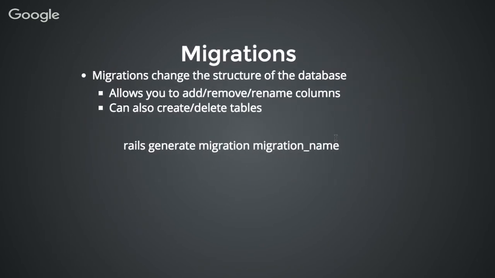So what are migrations? Migrations are changes to your database. A migration file gives you a list of instructions, right? And when you run that migration, you'll run these changes and make changes to your database. So you could add or remove columns. You could also rename them. And you could even delete whole tables. An easy way to create migrations is using this generator, rails generate migration, then the name of the migration. And it'll set up basic groundwork for you.